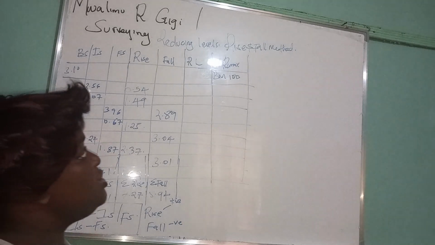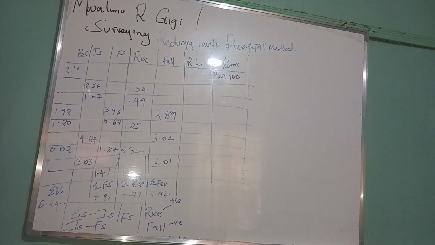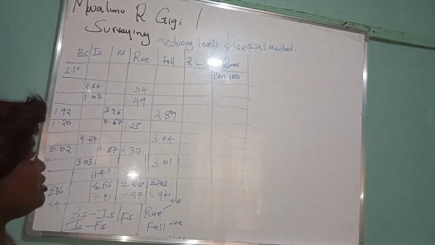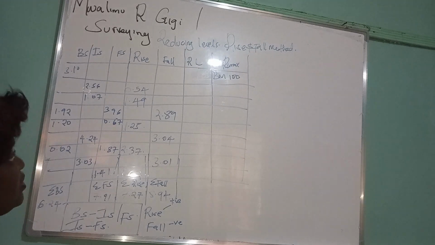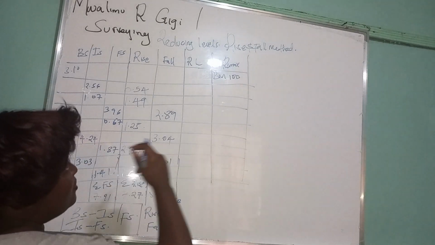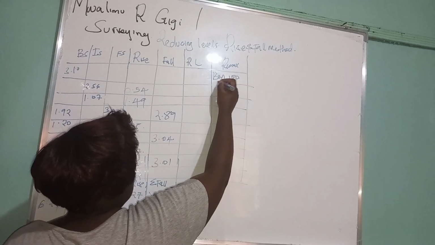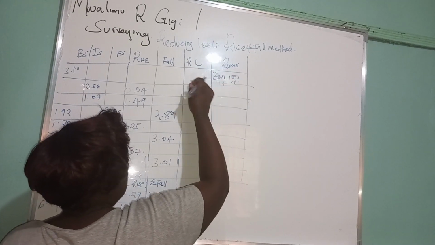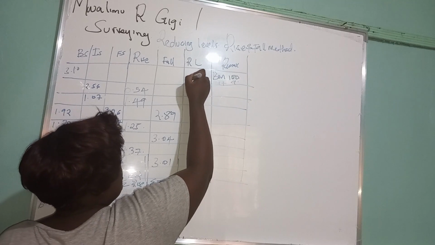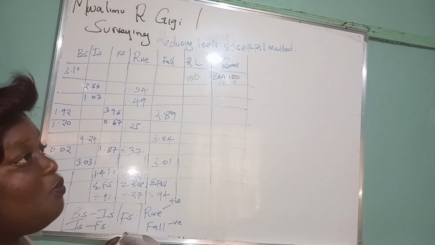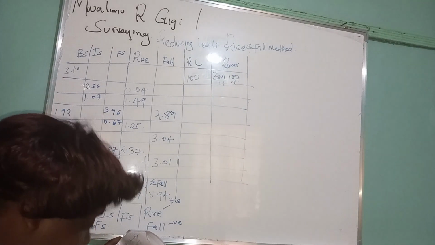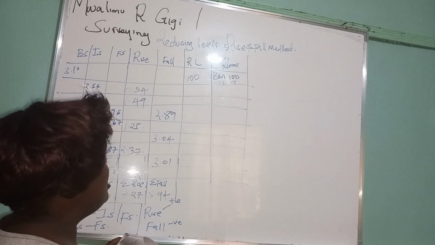So we want to get the reduced level. So the BM is at 100. So at point A we have the BM as 100. So the reduced level at point A is 100.